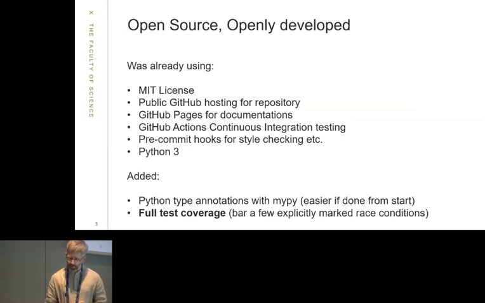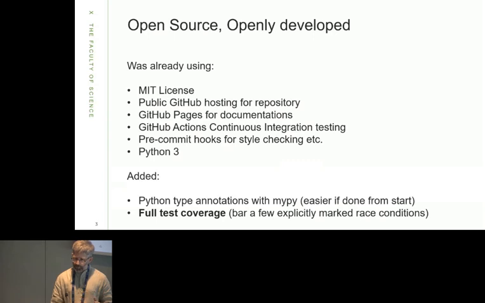It keeps your code clean as you go along. This time around, new things: we're using something called type annotation, which is an optional feature in Python that records what a data type should be, and it indirectly catches a whole bunch of errors. And we have full test coverage, which I'm quite pleased and proud about. A couple of corner cases for race conditions and interrupts that I really couldn't work out how to test, but otherwise full coverage.